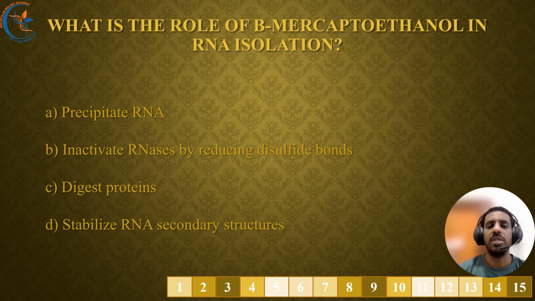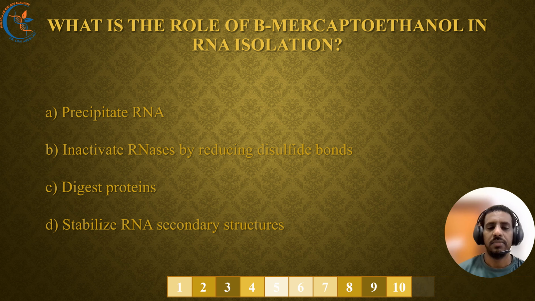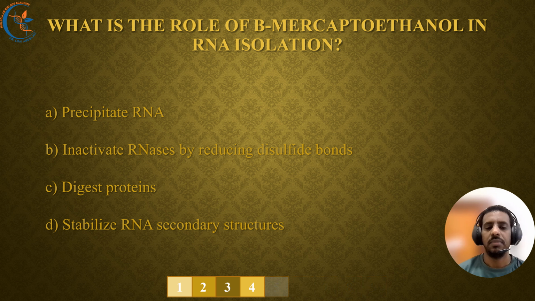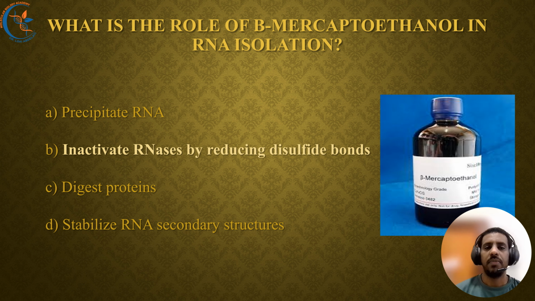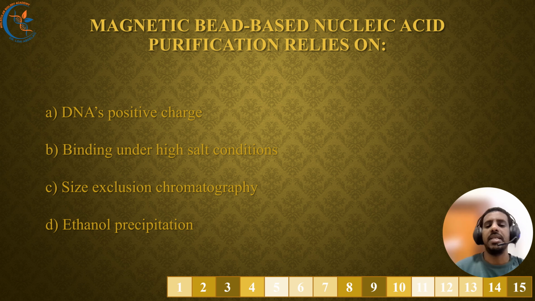All right. The next question here: what is the role of beta-mercaptoethanol in RNA isolation? The correct answer is to inactivate RNases by reducing disulfide bonds. As we know, beta-mercaptoethanol is a reducing agent that disrupts RNase activity by breaking disulfide bonds in these enzymes. Okay, let's move on.